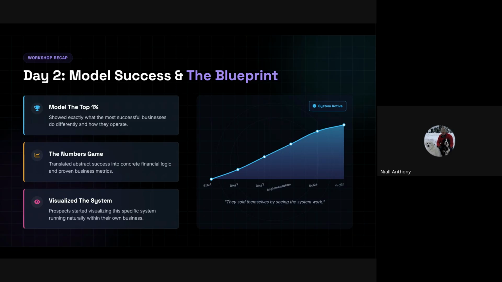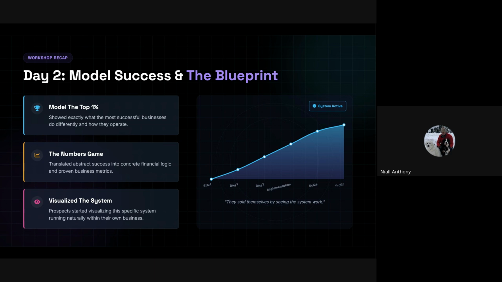And then finally, we created an environment where they start to visualize the system within their business. And that's very important because day 1 was exposing the problems, building the gap, creating the hope. Day 2 is where we start to think about, okay, how does this actually work in my business? What would this look like? What if I had someone answering the phone for me? What if I had an AI employee doing that? What if I had referrals coming in every day? They start to visualize it in their own business. And this is part of the sales process.